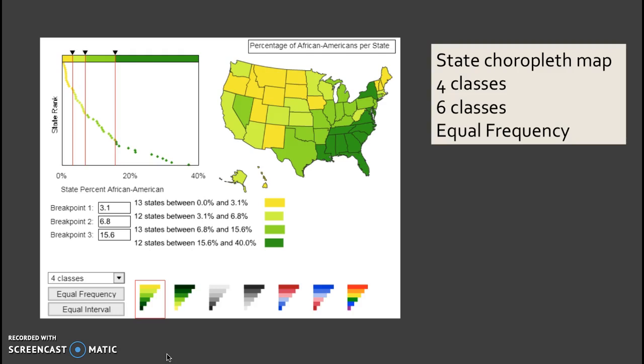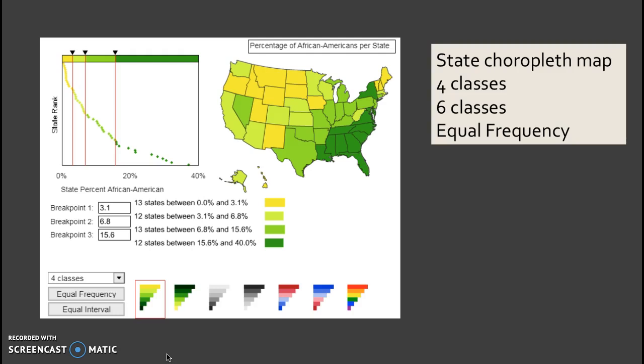So here's the state level choropleth map of the percentage of the population that is African American in the United States, using the same data from the 2010 U.S. Census. We've changed the level of aggregation from the county to the state level. So the southeastern United States still stands out as having the highest concentration of African Americans, but less geographic detail is visible now that we're looking at larger areas, the states, instead of the counties.